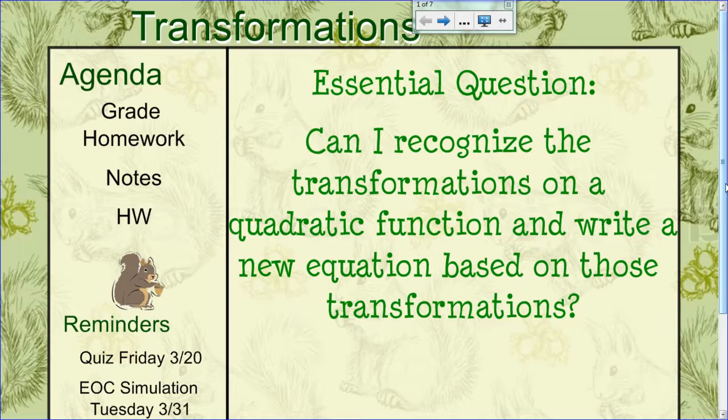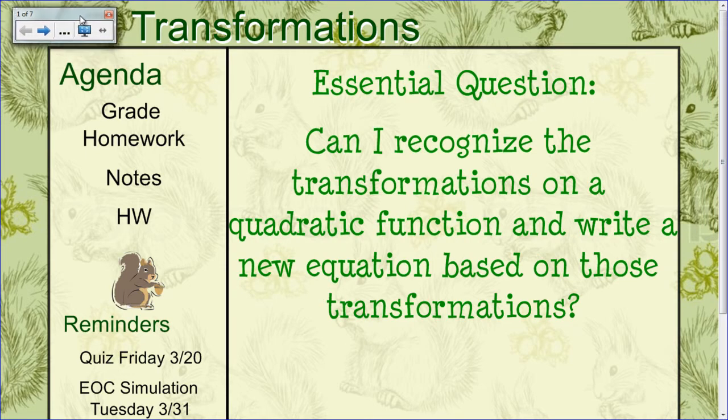Well, hey there, kiddos. We're going to talk about transformations today, and a transformation on a graph, any kind of graph, is going to be something that changes the graph in some way. Either it's going to reflect it, or shift it up and down or left and right, or make it get bigger or smaller. So we're going to talk about those different transformations, what they look like, and then what happens to the equation of the function whenever we make a transformation.